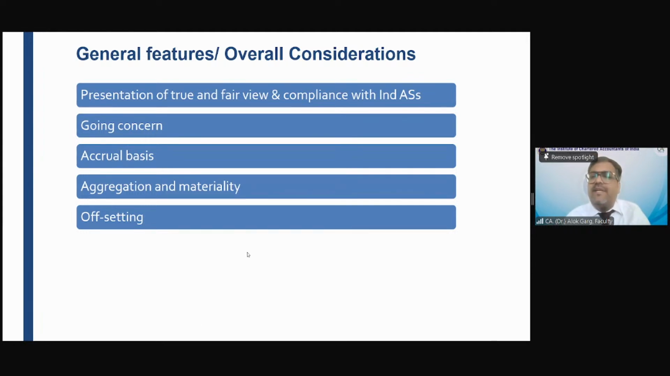I have to offset it. I have to show it net because this is a single party where the right to offset is also there. We are saying that we have to net and then present this. We have to settle it net.